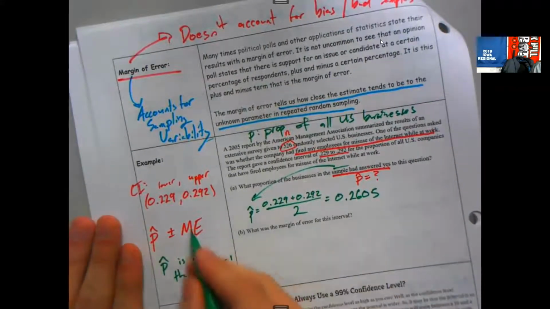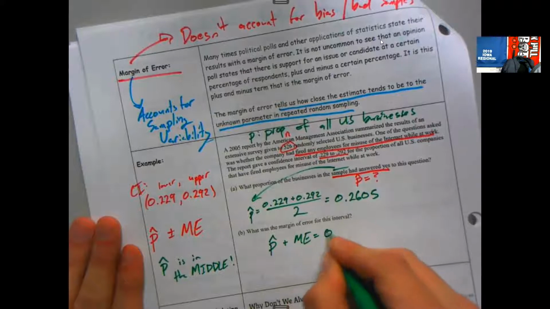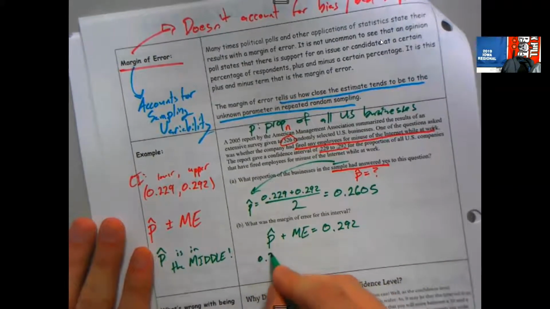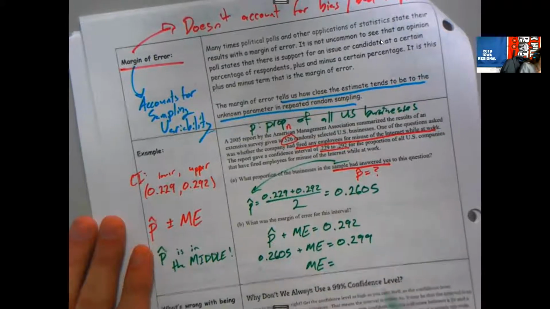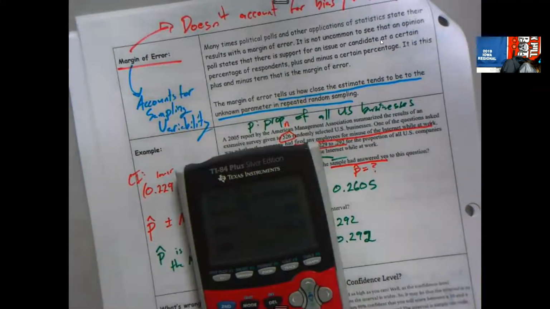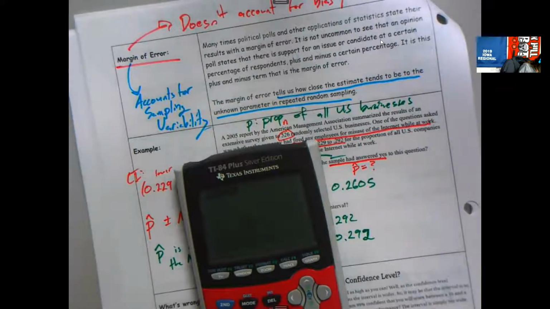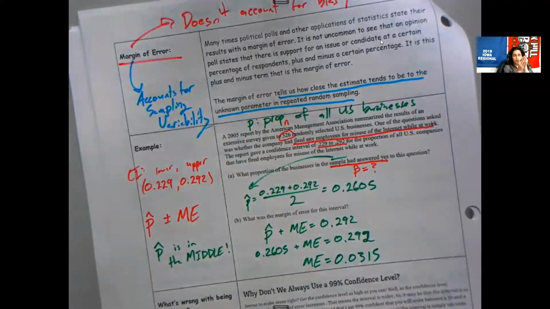What's the margin of error for this interval? Well, we know the upper bound, so we know p hat plus your margin of error is 0.292. We know p hat. That's 0.2605 plus ME is 0.292. A little bit of arithmetic lets us find the margin of error. 0.292 minus 0.2605 gives us 0.0315. About a 3% margin of error. So we're saying, here's what we found from our sample. If we go 3% up, 3% down, I think the truth is somewhere in here. How to figure out how far away to look? We'll talk more about that in a minute.